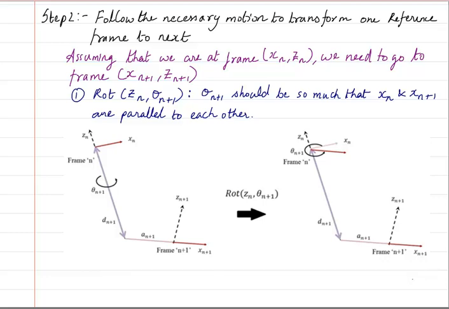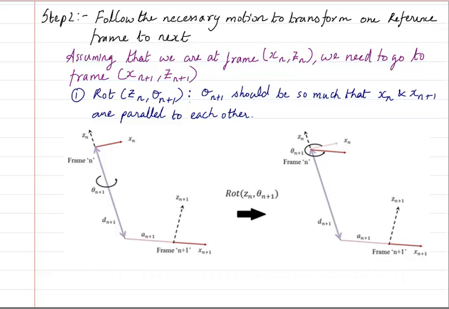So let us now summarize step 2. Step 2 is basically trying to follow the necessary motion to transfer one frame to the next. Assuming that we are at the frame xn zn, we need to go to the frame xn plus 1 and zn plus 1. So these are the four sub-steps that are there in step 2.